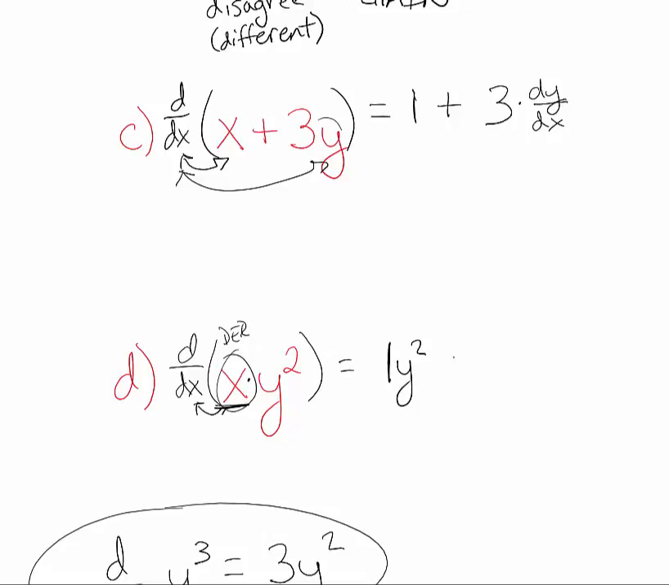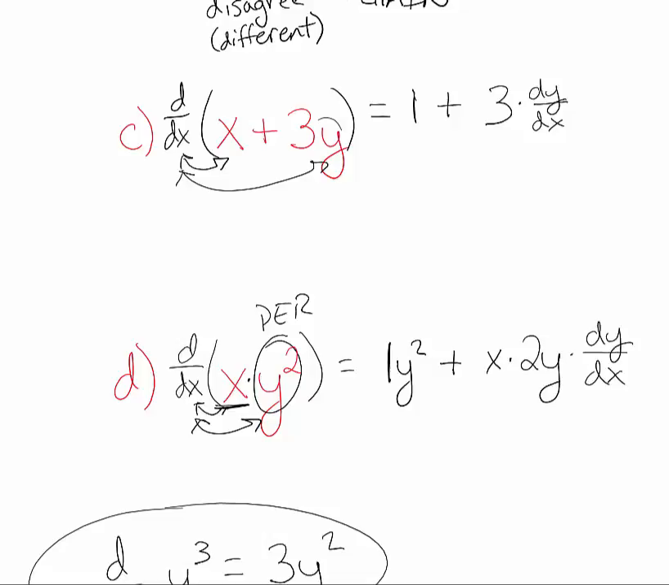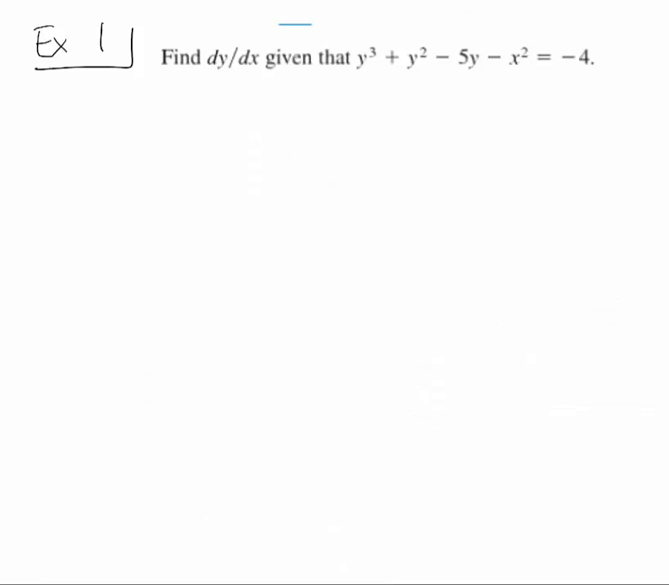Times y squared. Plus, now I leave the first term alone, so I leave x alone, and I take the derivative of the y squared term. This is where they don't agree, they're different. So the derivative is 2y, but we have to do chain rule because they don't agree, times dy dx. So that would be our derivative here. And then, if you want to factor anything, you can do that.